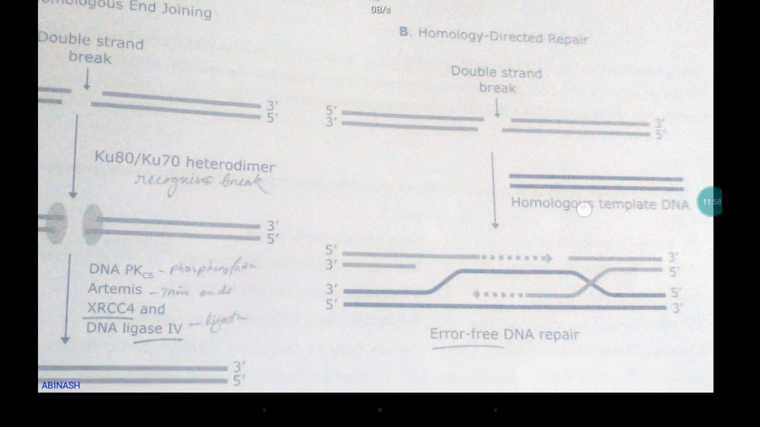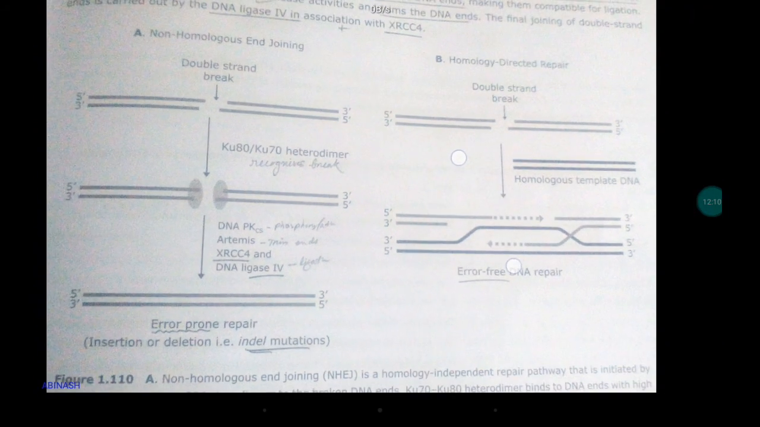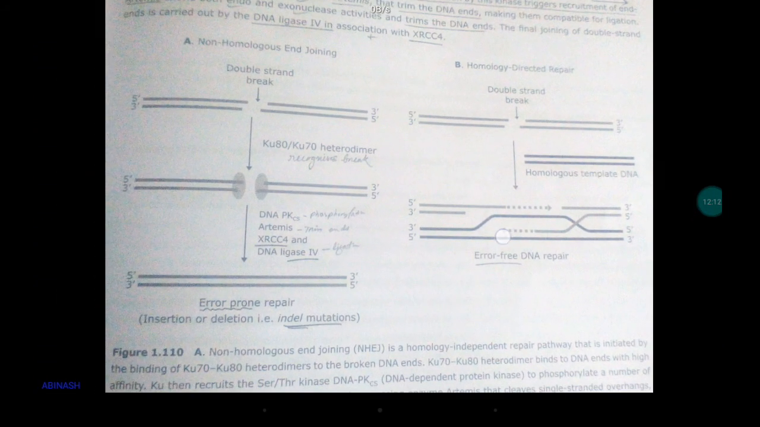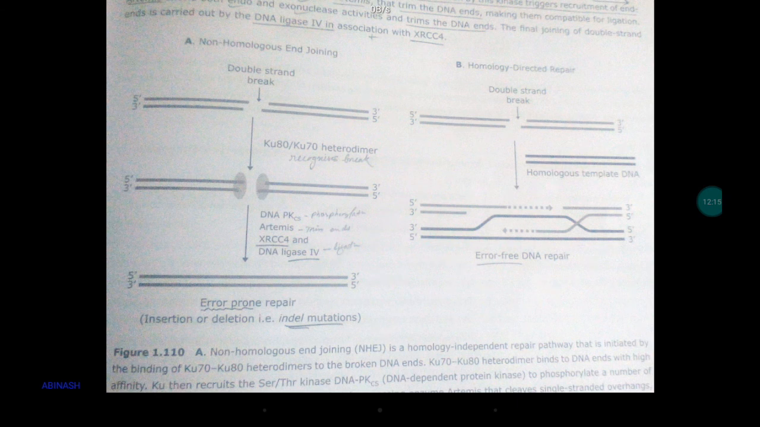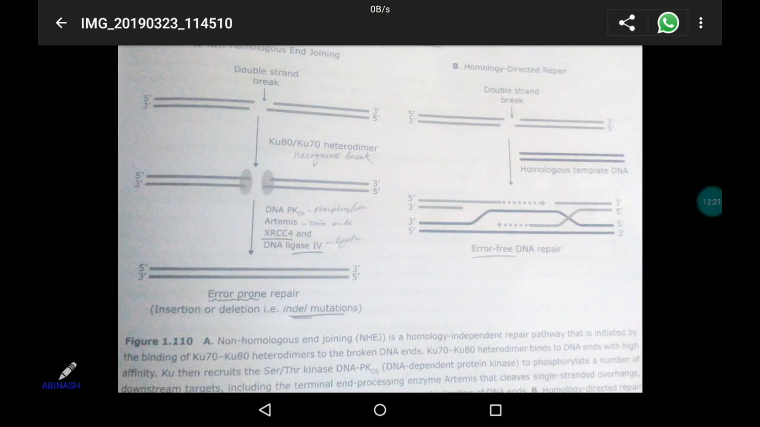Whereas in the homology directed repair system, the double-strand break is repaired similar to the homologous template DNA strand, where the D loop is formed and the Holliday junction is formed, and it is a complete exchange of that particular segment of the DNA, which is repaired with the actual parental sequence of DNA without causing any kind of mutation. So this is the complete DNA repair system. Thank you very much.